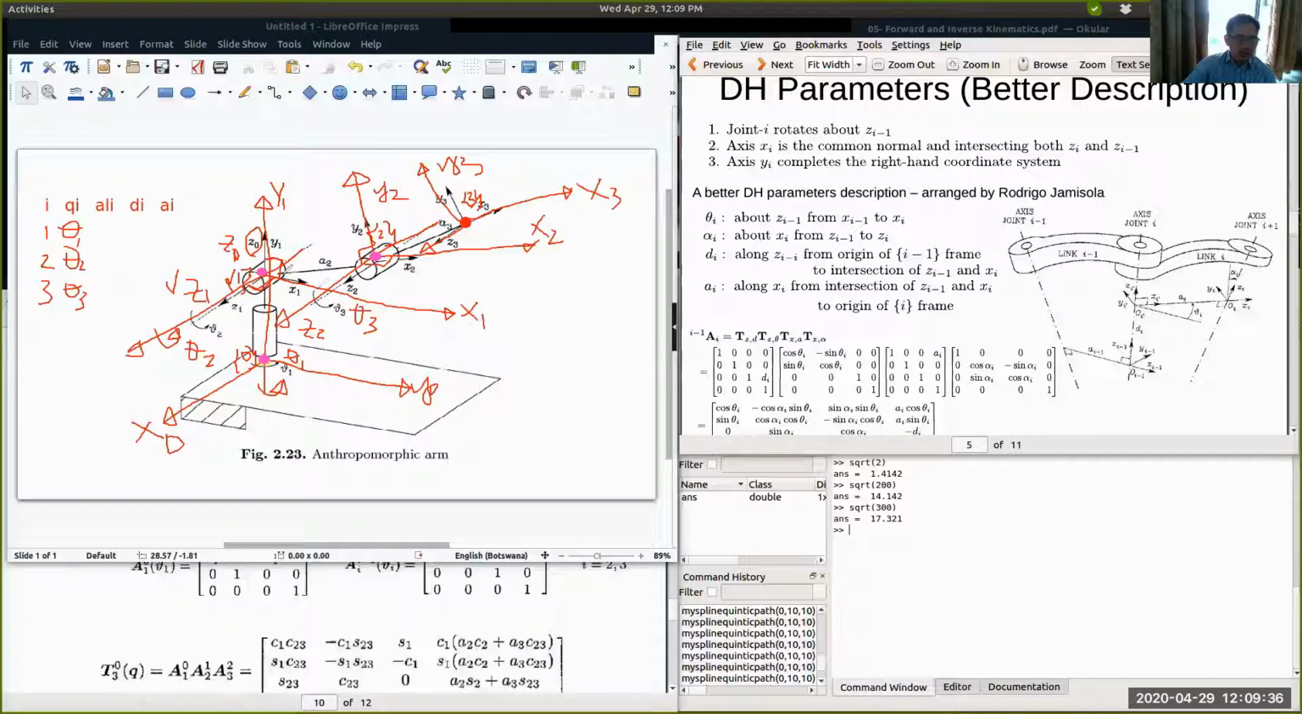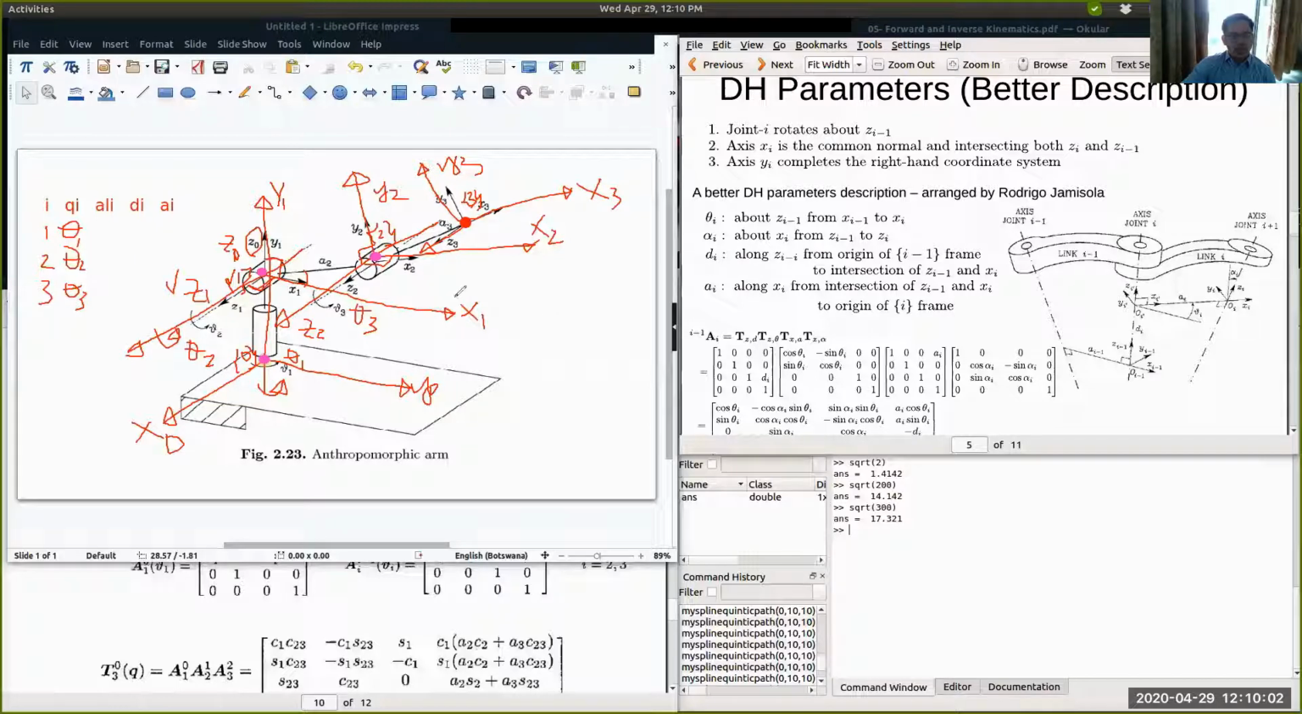And where is x2? X2 is in that direction. Because there's an angle here that is not 0, theta 2 is equal to this displacement there. If it was 0, then this axis would be coincident with this axis.